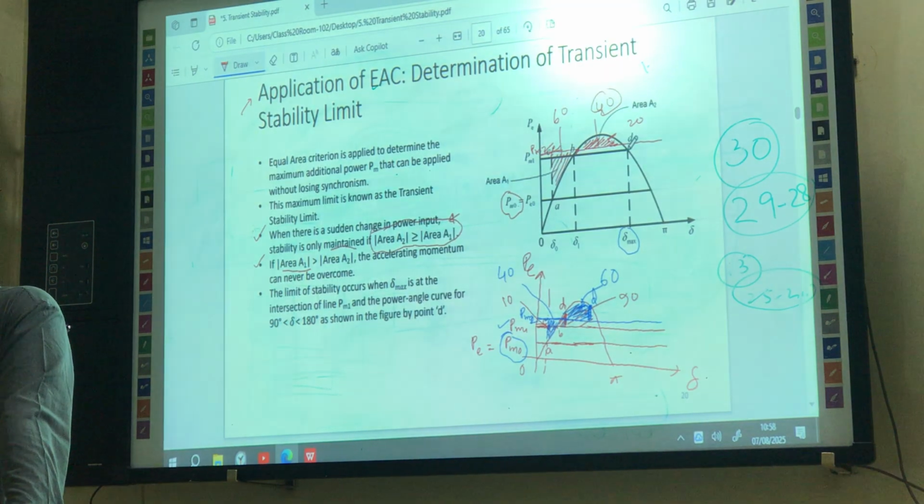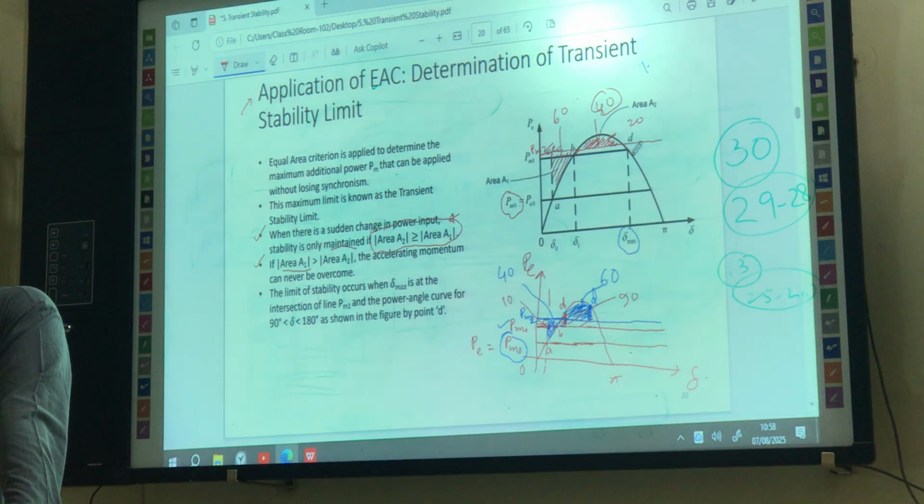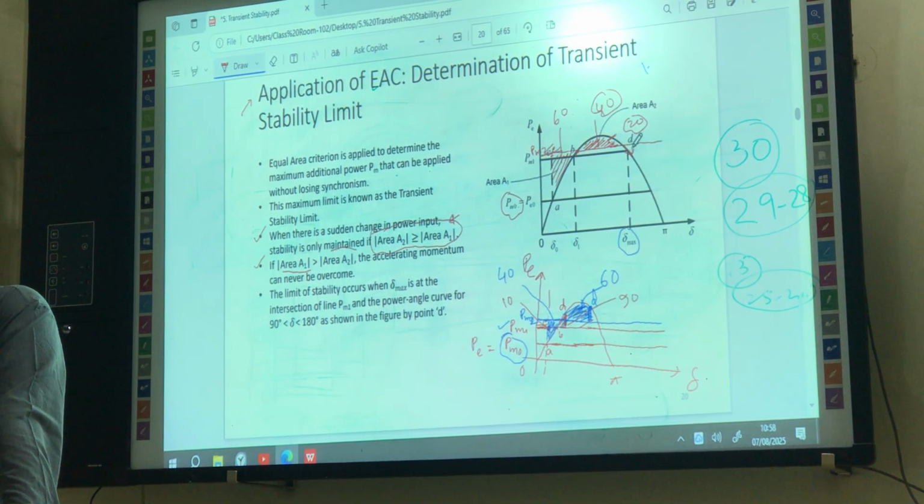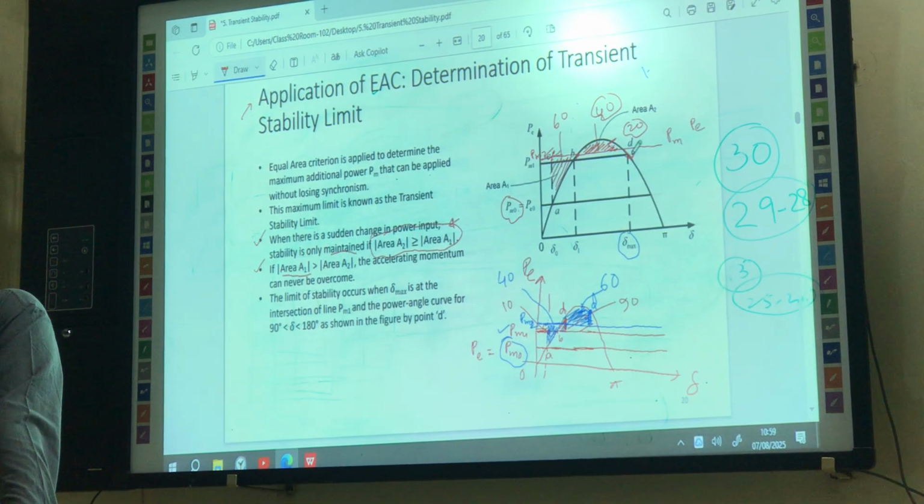So the rotor will come to this side, with the hope that it can dissipate this extra amount of energy. Whenever the rotor will be in this side, what is this region? In this side, what is the relationship between Pm and Pe?